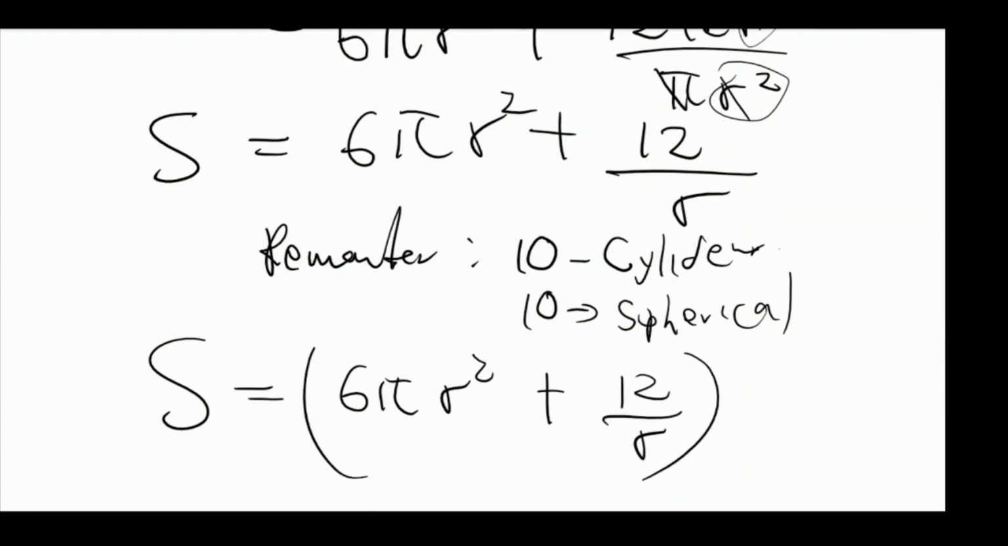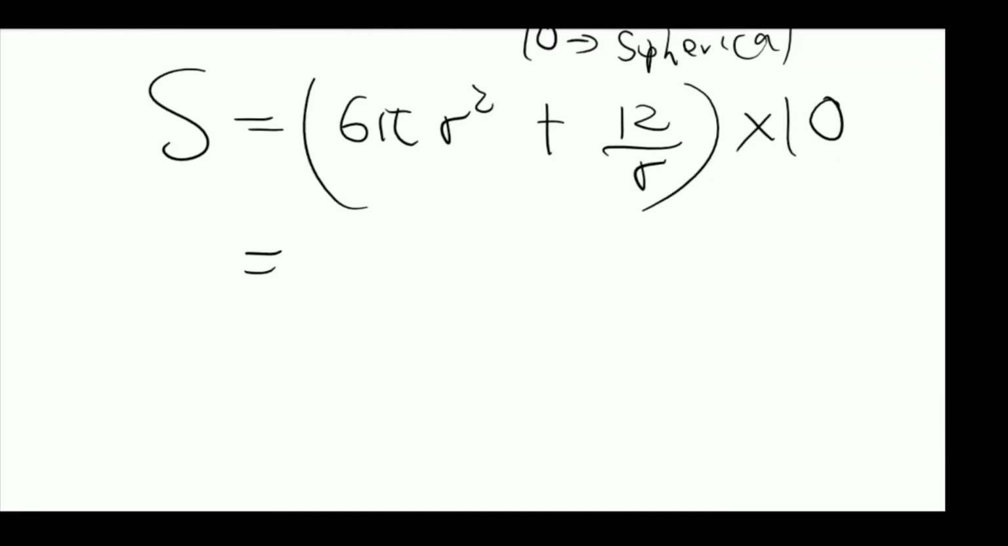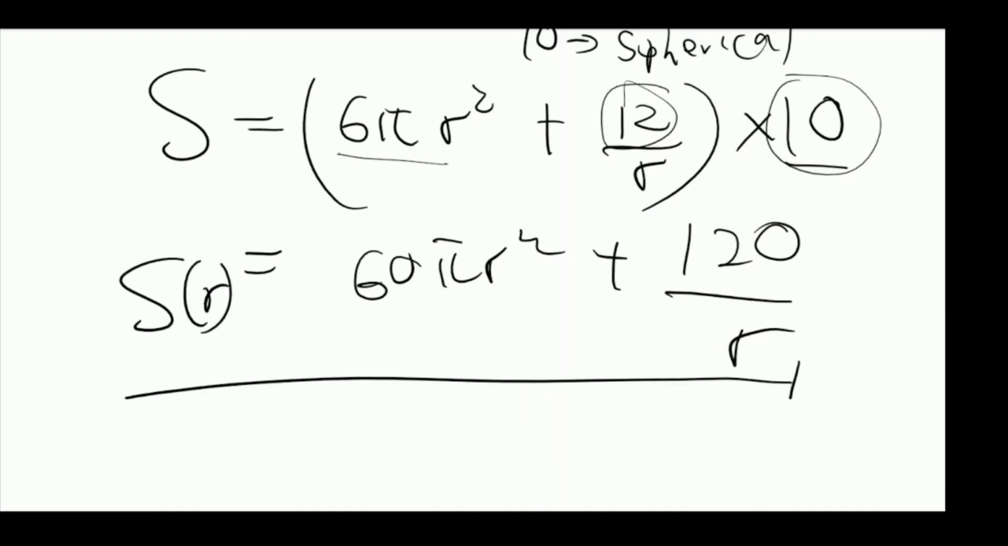You multiply everything by 10. Then what you're going to get is the 6 multiplied by 10, which is 60 pi r squared, plus the 10 multiplied by the 12, which gives 120 over r. So this is the expression of the total surface area.